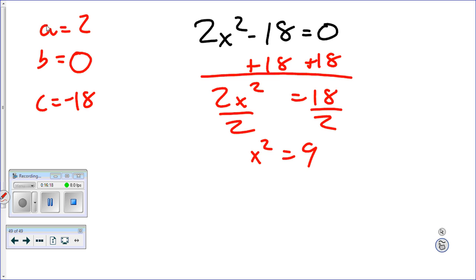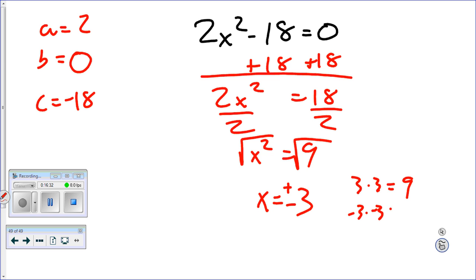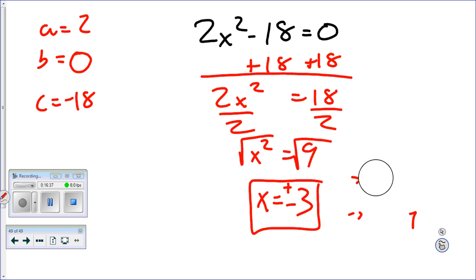When I take the square root of this side, that becomes x. This has two answers. The square root of 9 is positive and negative 3, because 3 times 3 makes 9, but so does negative 3 times negative 3. So positive and negative 3 are going to be my answers. Another thing: if you don't have a b term, the b term is equal to 0, and you can still solve it this way. Just keep that in the back of your mind.